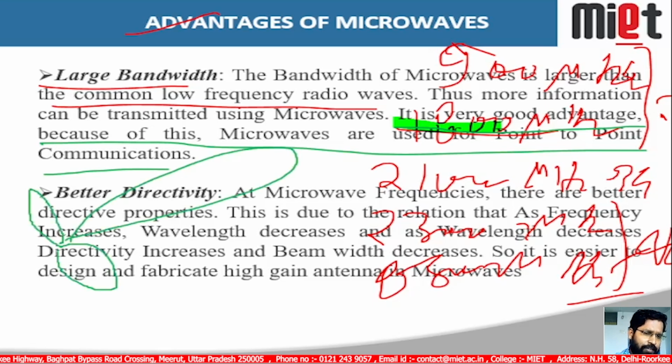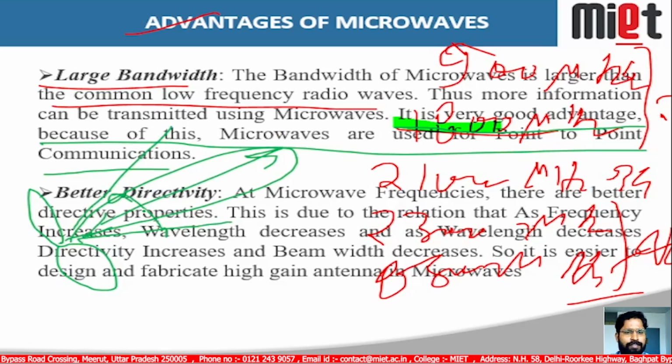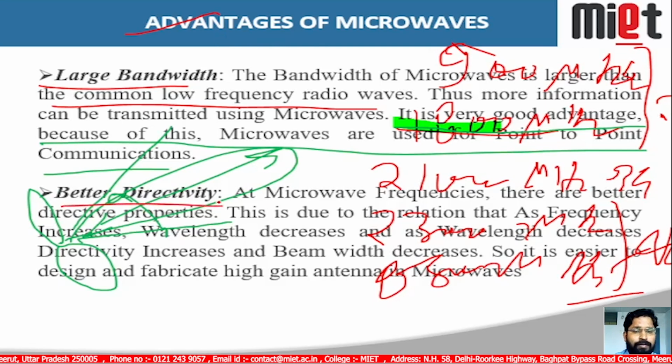In terms of radiation pattern, it is directional. This one is the radiation; the beam width is narrow, but it is more directional. That's why it is used for point-to-point communication. And better directivity is also the same thing. Better directivity means more power is transmitted in a single direction.